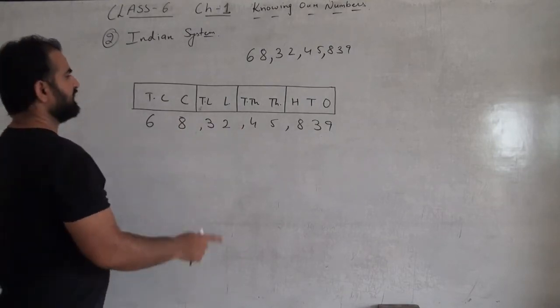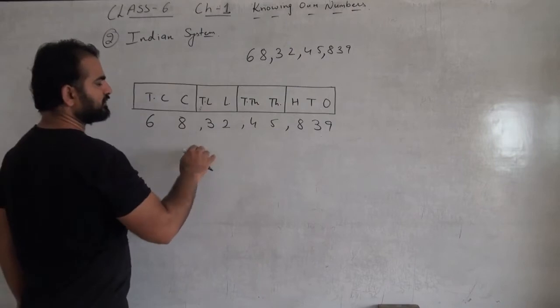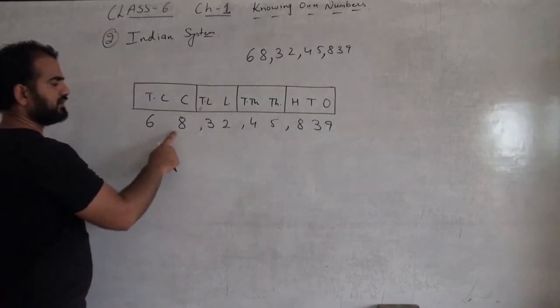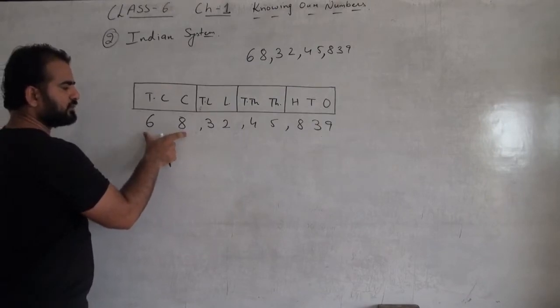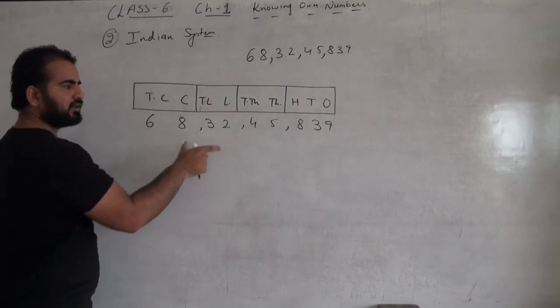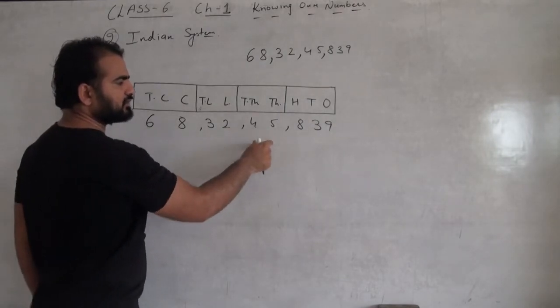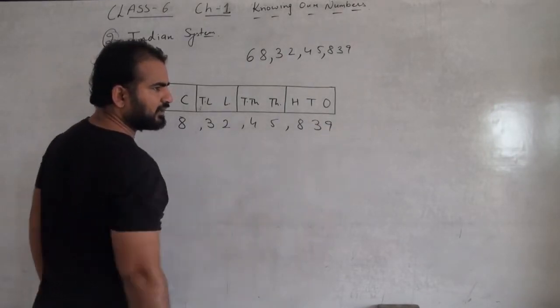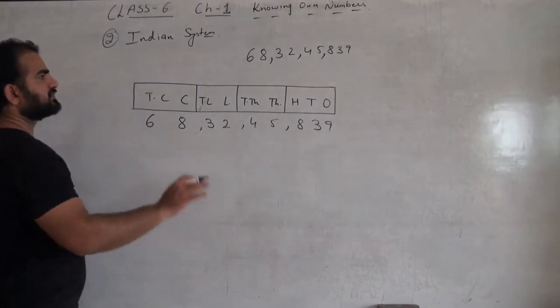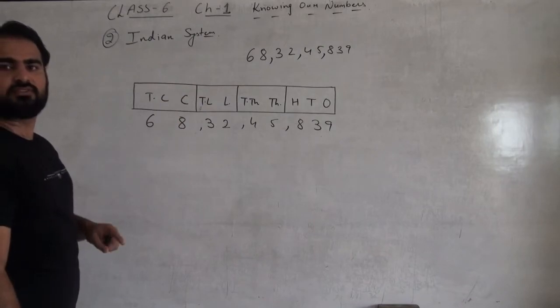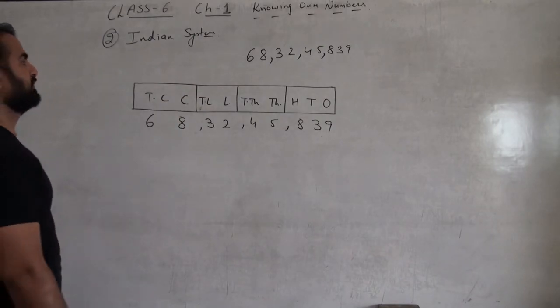Next we have to write their names. It is the crore group, so it will be 68 crore, 32 lakh, 45,839. Next, what if we have to write this number in the international system?